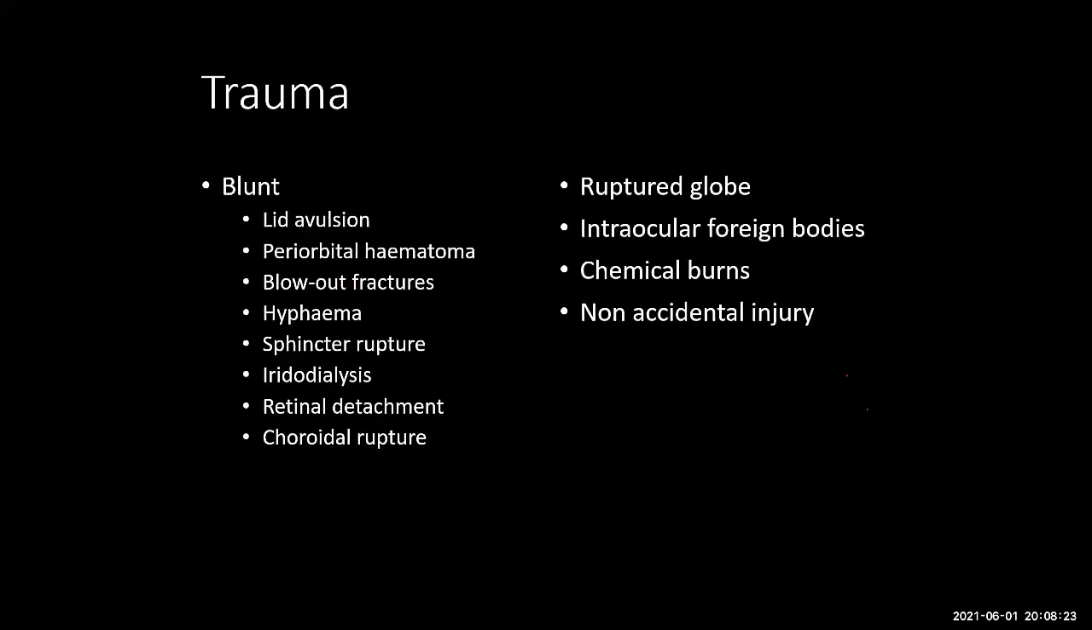And looking at the kind of trauma that you can see in the eye, if I am to list them out, starting with lid avulsion, peri-orbital hematoma, blowout fractures, hyphema, sphincter rupture of the iris, hydrodialysis, retinal detachment, corneal rupture, and then more severe injuries like ruptured globe, intraocular foreign bodies, chemical burns, and an entity called non-accidental injury. We'll discuss all these things as we go on.